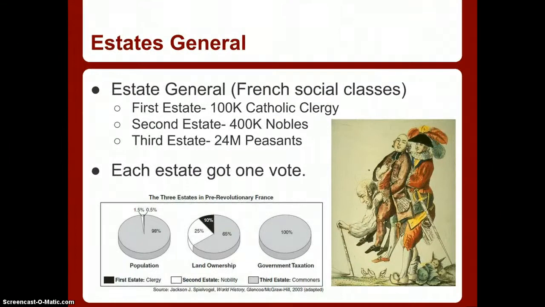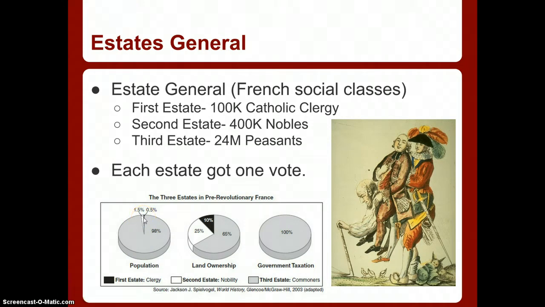Now if we take a look here, the Estates General, or French social classes, was divided into three different estates. The first estate, which was about 100,000 people or so, was the Catholic clergy. The second estate were the nobles, and that was about 400,000 people. And the third estate, the vast majority, about 24 million, were peasants. Now each estate got one vote under the Estates General. Now what's ludicrous about this is that here you have the majority of the population as illustrated down here, but each estate gets an equal say.